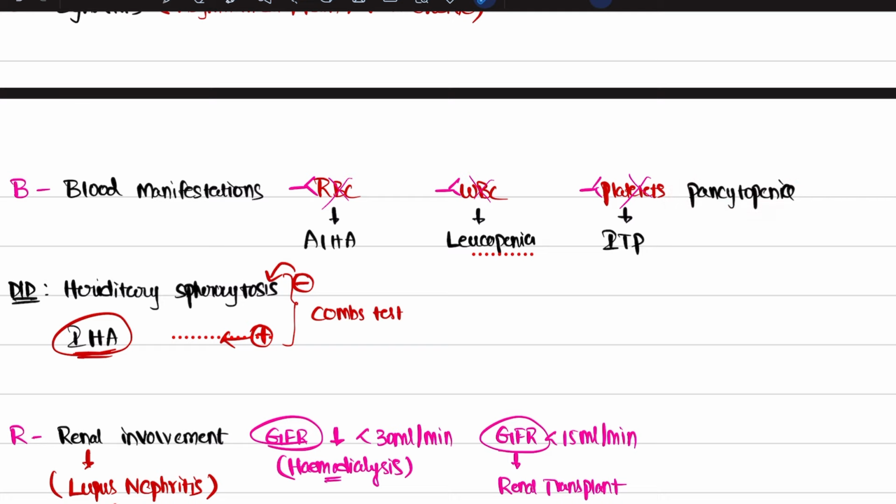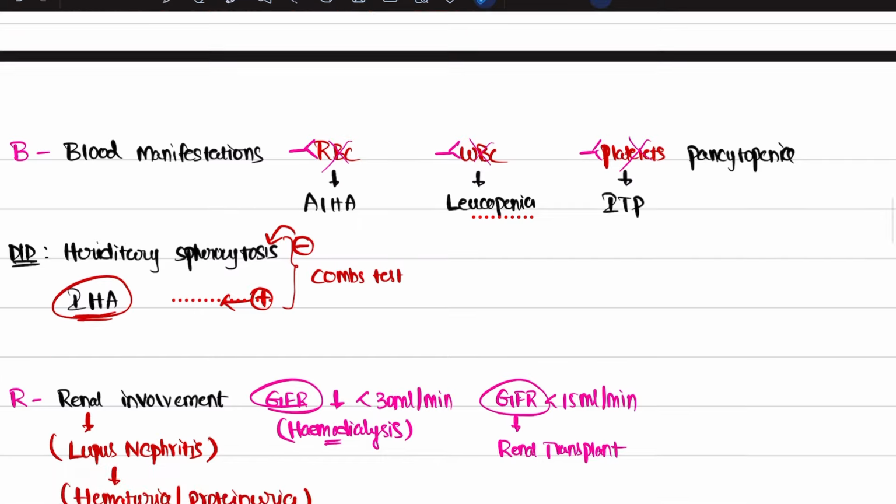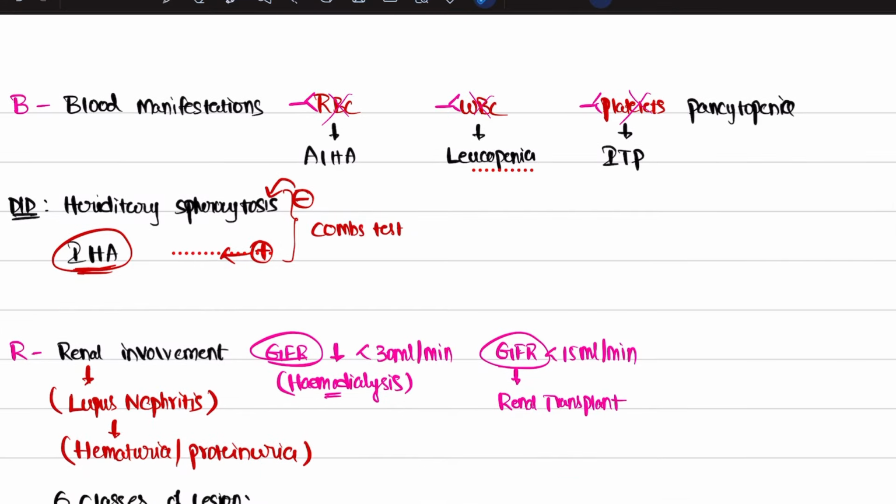If the RBC count decreases, it causes autoimmune hemolytic anemia. If WBC antibodies are formed, it causes leukopenia, and if platelets decrease, it causes ITP. And to differentiate, there is a differential diagnosis. How to differentiate AIHA from hereditary spherocytosis?